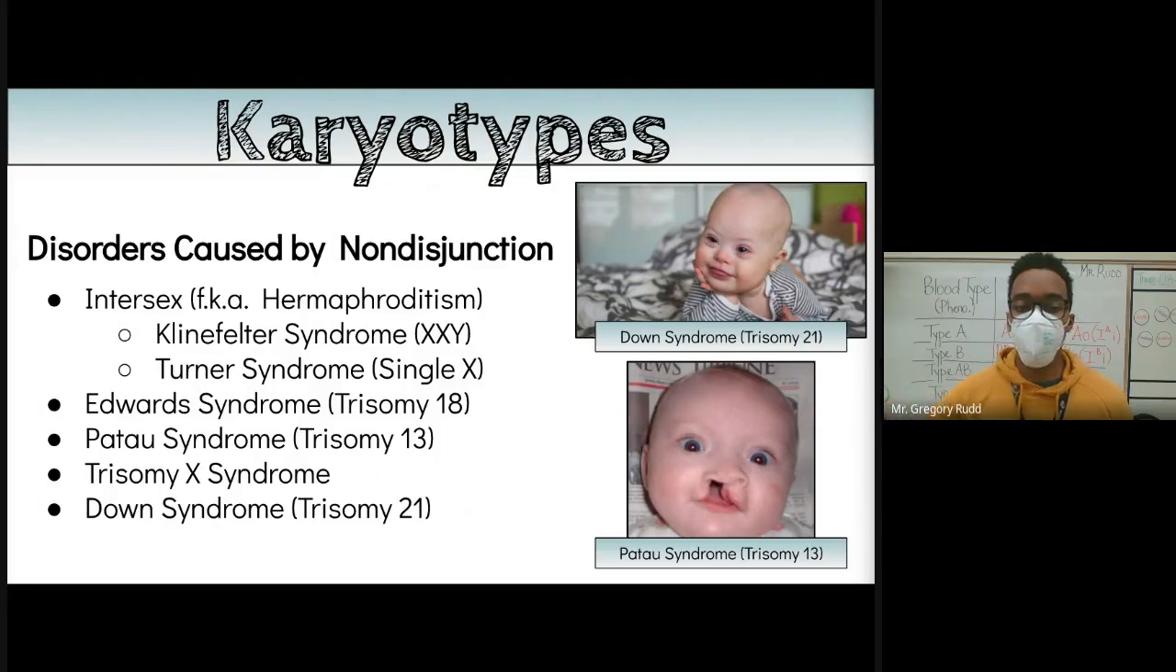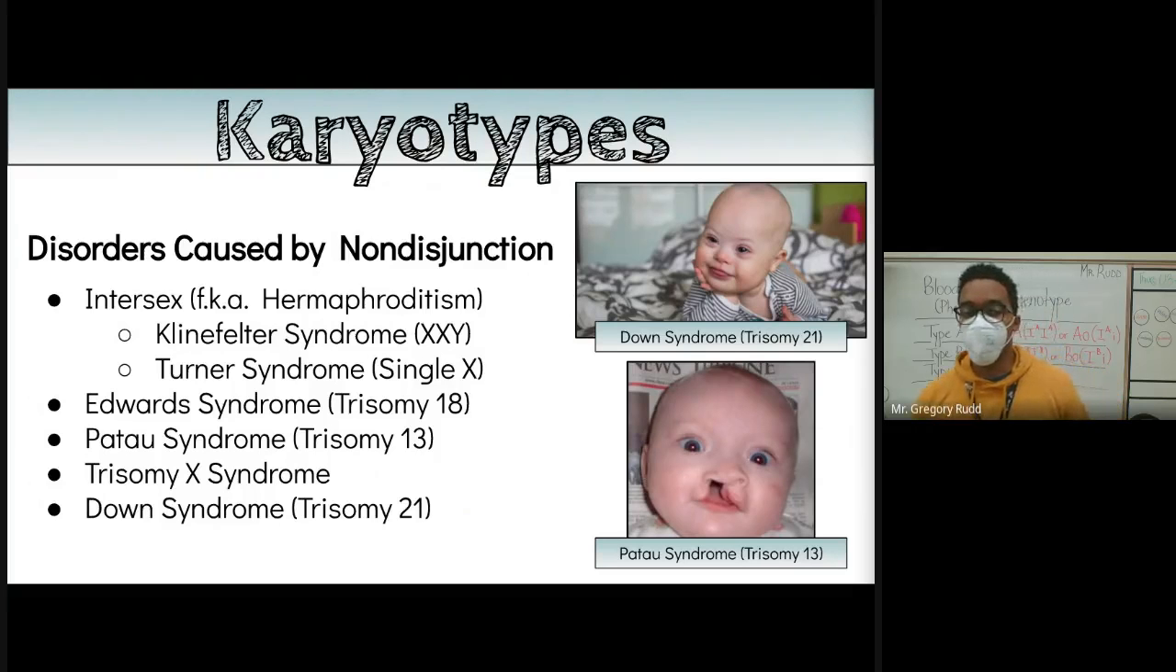Now, some of them lead to what I was talking about earlier, where some people are born intersex, where they literally have some sexual characteristics of both sexes. So Klinefelter syndrome, that person has 2 X's and a Y. Turner syndrome is what we were just talking about, where they are missing an X chromosome. So they just have a single X.